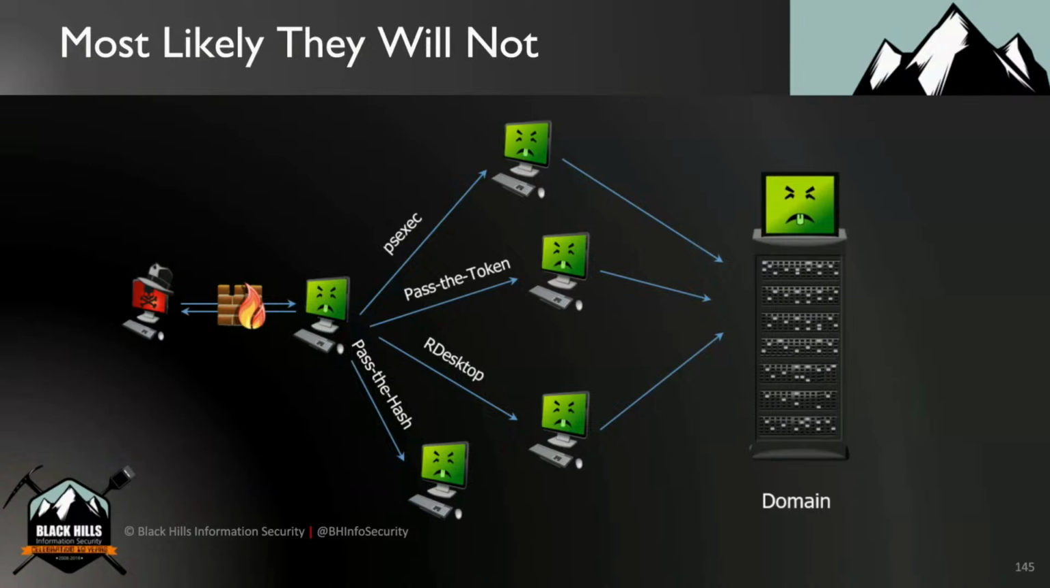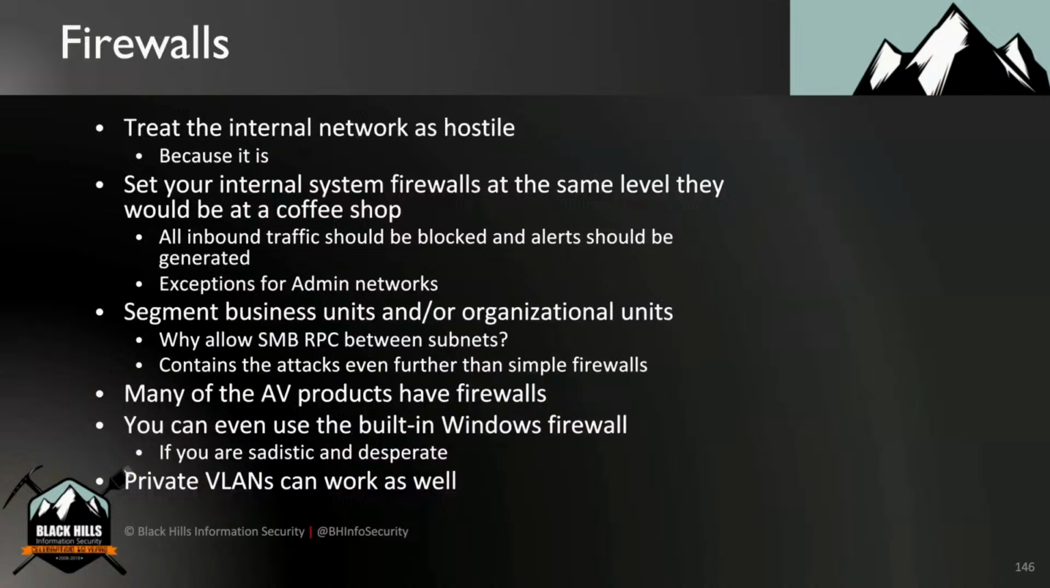So, number of ways to deal with this particular attack. One of the best ways, turn on the host firewalls. We can do the private VLAN, we can do that, but with our host-based firewalls, we need to treat the internal network as hostile because that internal network is in fact hostile. Set up your internal systems so they treat the network with the level of trust that they would if they were at a coffee shop, right?